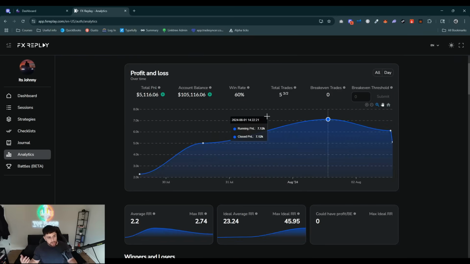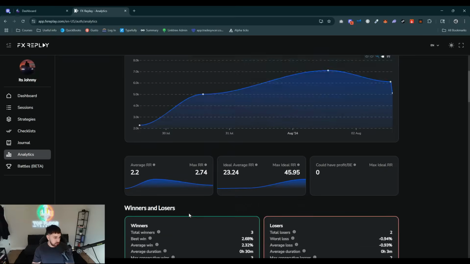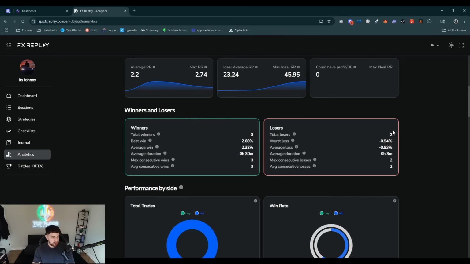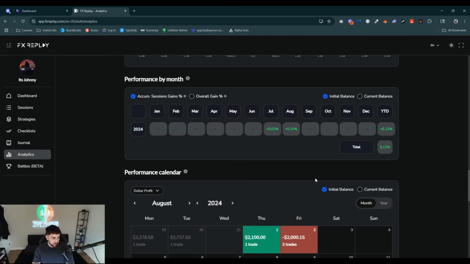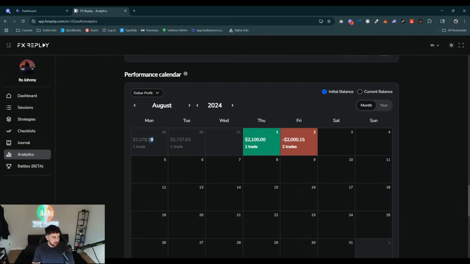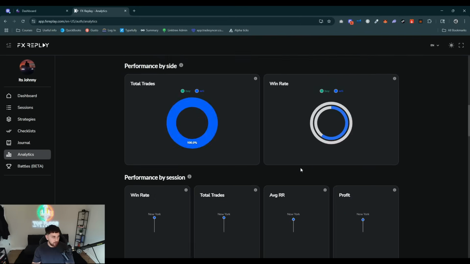All right, so 60% win rate. Losing those 2 trades on Friday. Shouldn't even have traded Friday, but average RR 2.2. Winners 3, losers 2. Obviously the ones on Friday. And per my rules, again, if I lose twice, I am done. But you can see Monday, 1 trade. Tuesday, 1 trade. Thursday, 1 trade, all for about a 2R or over a 2R, and then Friday lost 2K. So we are up on the week about 5%.